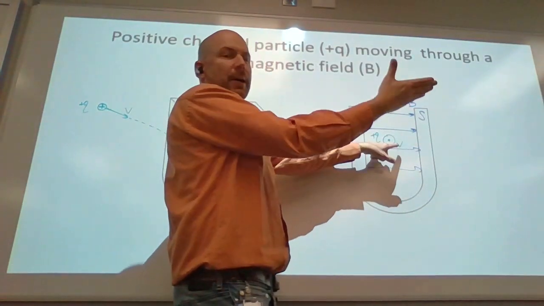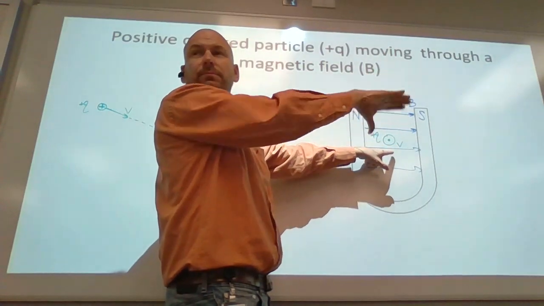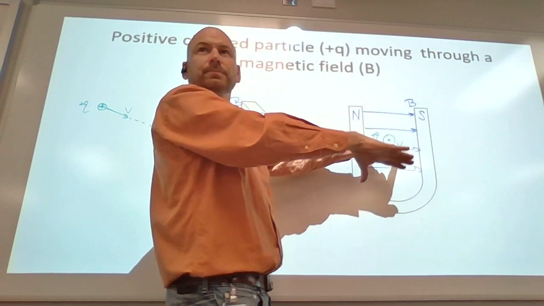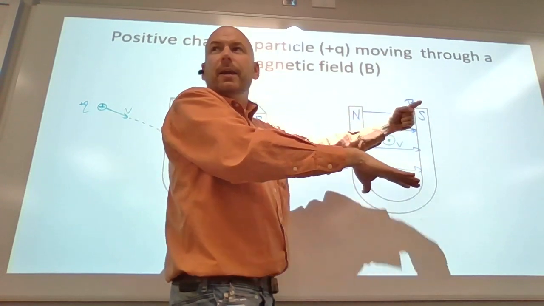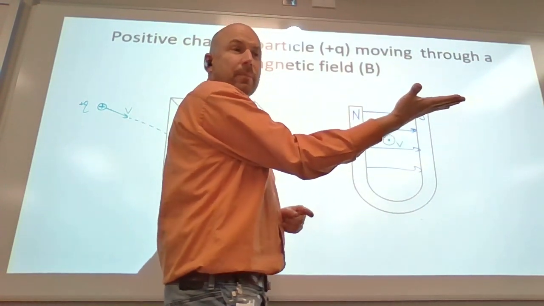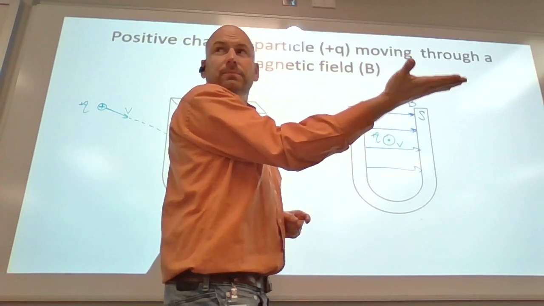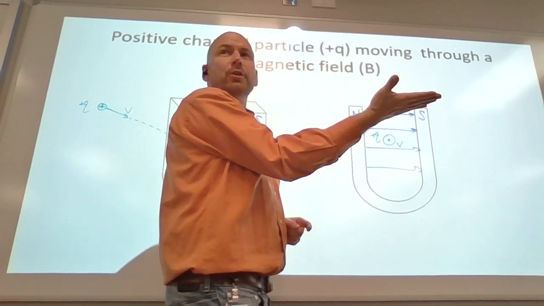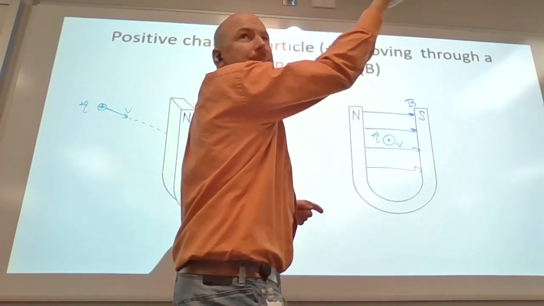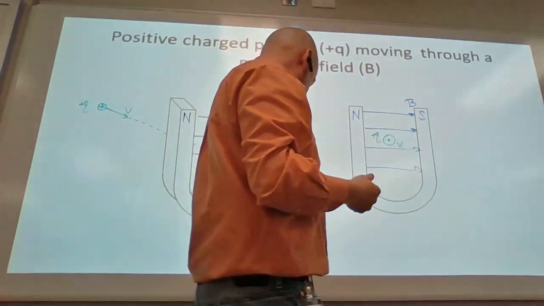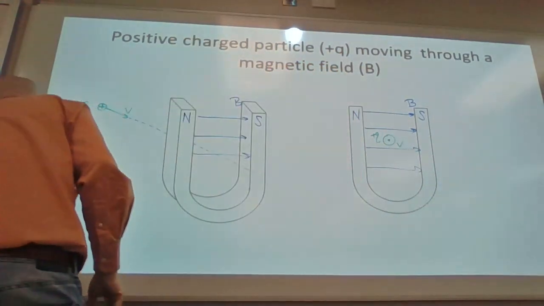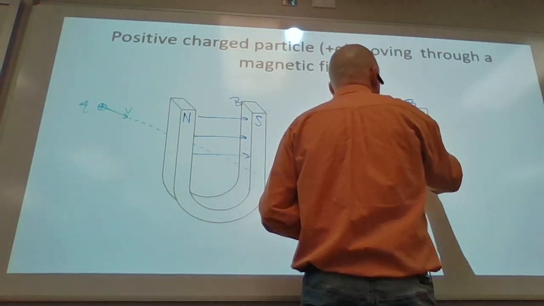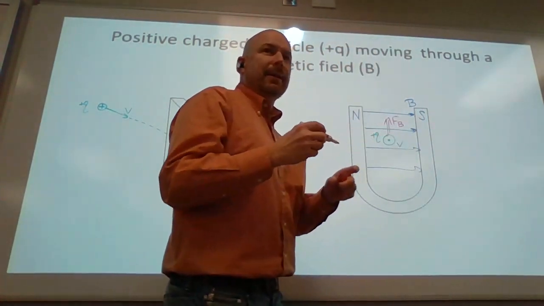What part of your hand corresponds with velocity? Thumb. So your thumb is going to be directed which way? Circle the dot. You're looking at the arrowhead coming at you. Your thumb's coming out of the board. So which way is your palm pushing? Up. This thing is going to be forced up, perpendicular to both the velocity and the magnetic field.